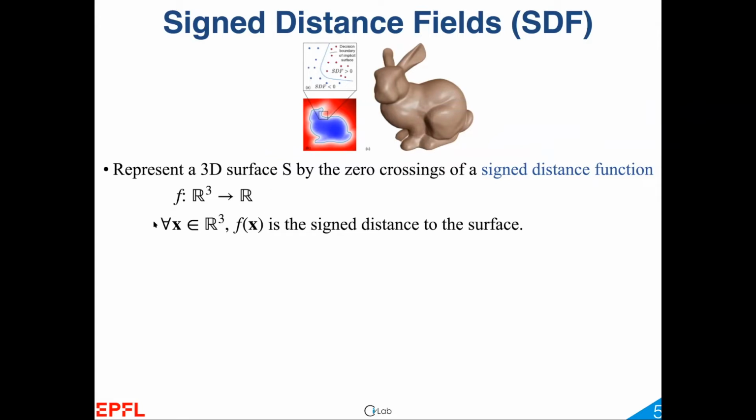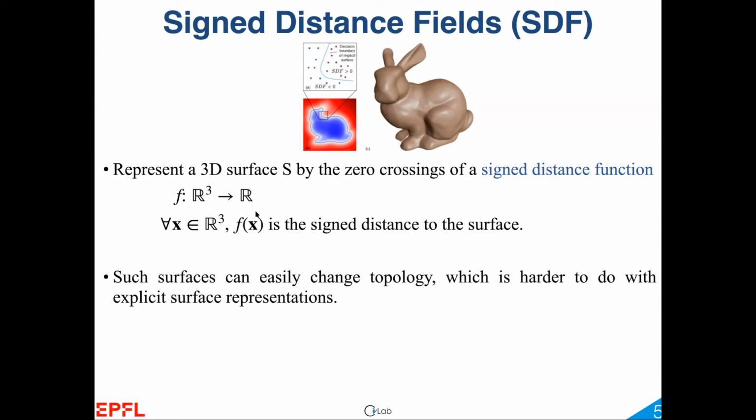So formally, what you define is a function f that goes from R3 to R. Why R3? Because the drawing is in 2D, because I don't know how to draw in 3D, but we are really talking about 3D surfaces. So it's a function f from R3 to R, where f is the signed distance to the surface. And the point of this representation is if you change the value of f, you can change the surface, and you can also change its topology. You can change the shape of the surface, and you can also change its topology, which is a lot harder to do with other kinds of representations.